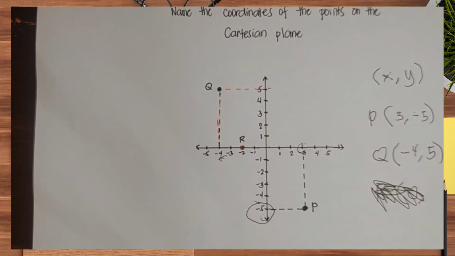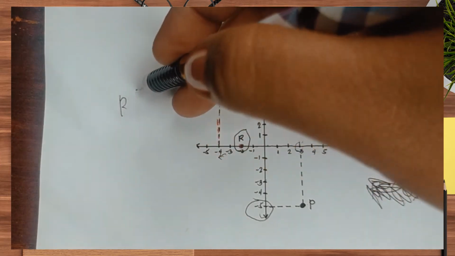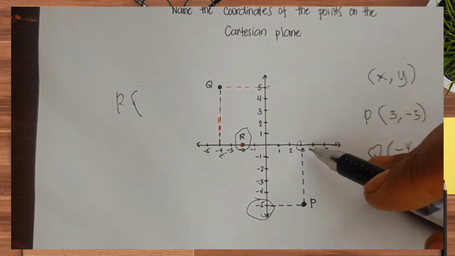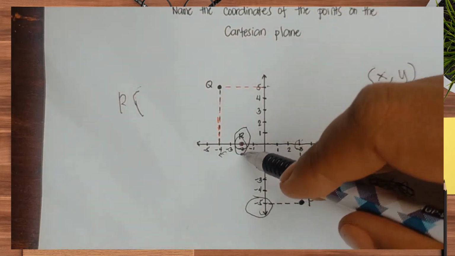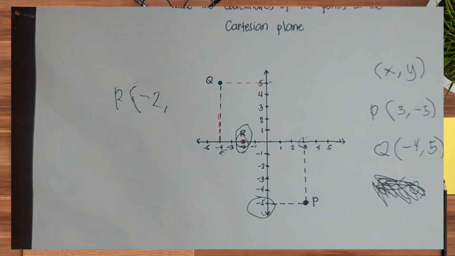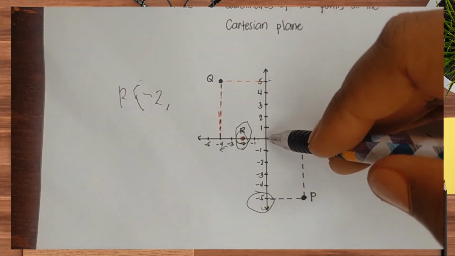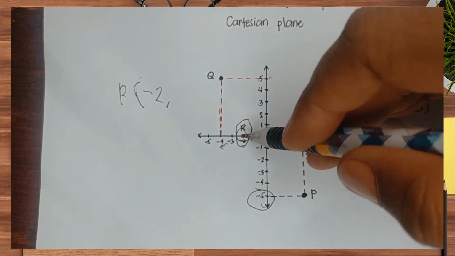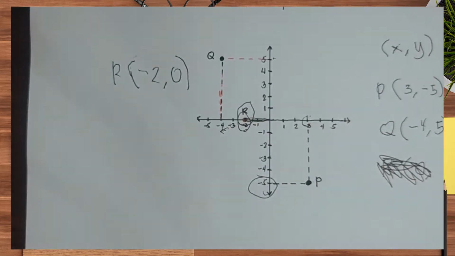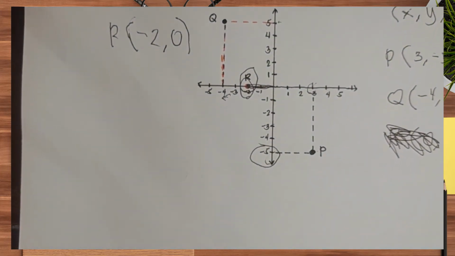Now, let's name our point R here. Our R here, take note, lies on the x-axis, and the value that we have here is negative 2. And our y coordinate is equivalent to, since it is located here, 0. The coordinates now of point R is (-2, 0).